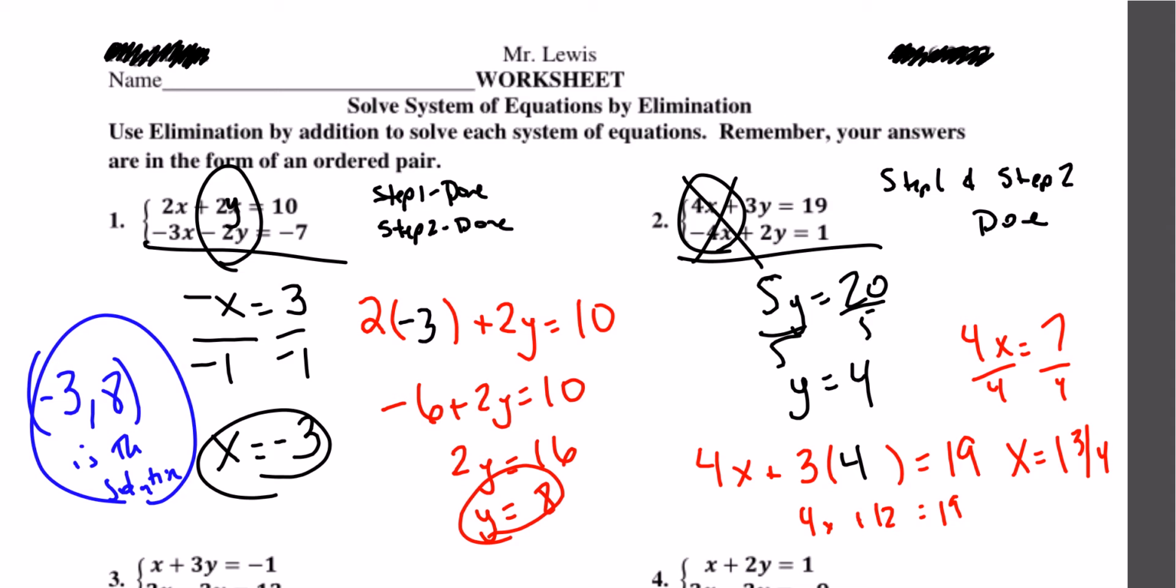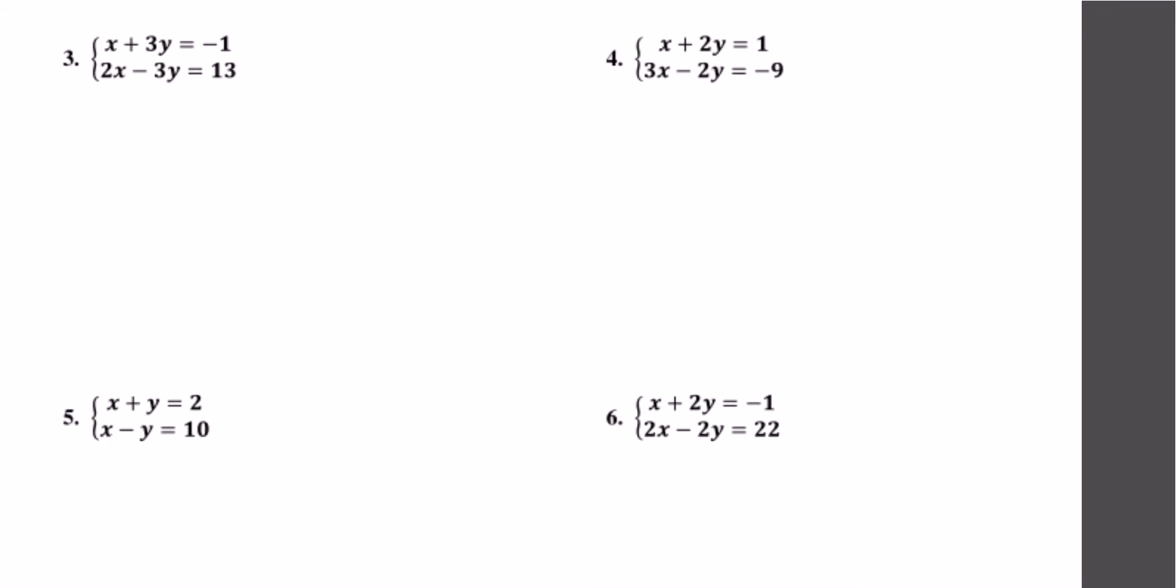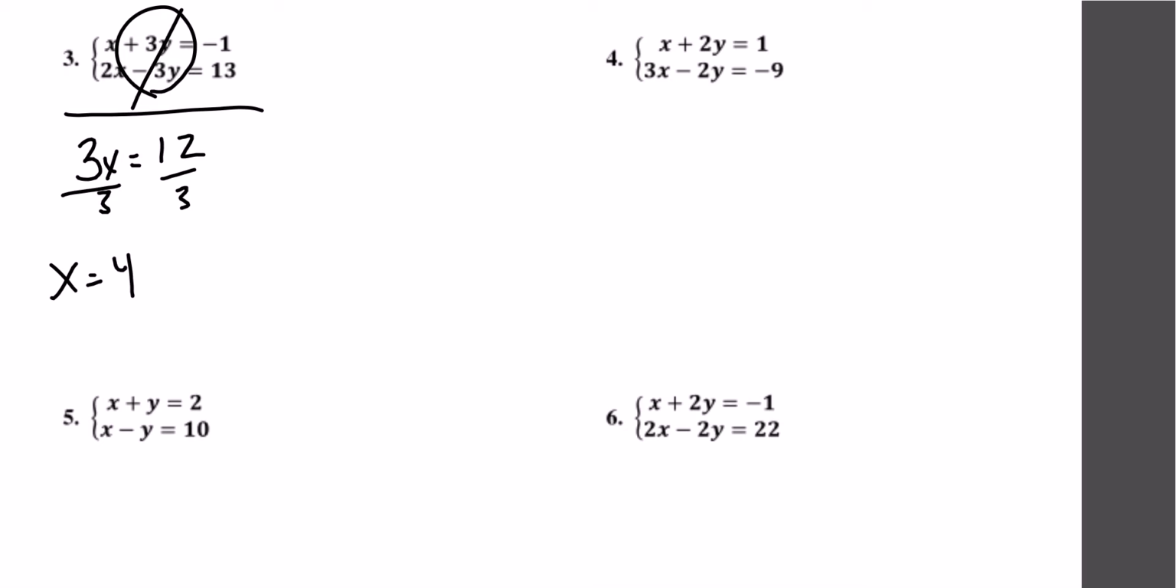So I'm going to write my ordered pair solution as 1 3/4, and then y is 4. And that's it for number 2. Number 3, exactly the same as 1 and 2. The y's are already the same number without the sign, so they're ready to cancel. You add, you get 3x equals 12. Divide by 3 on both sides, I get x equals 4.